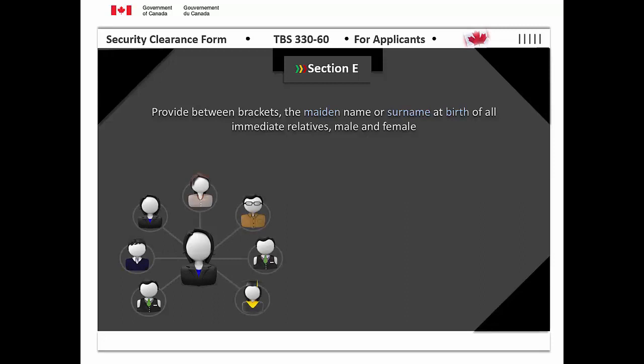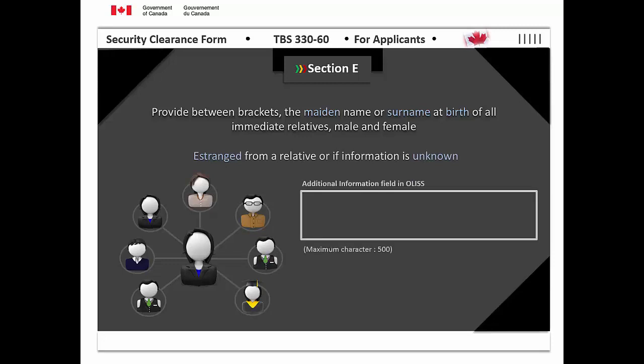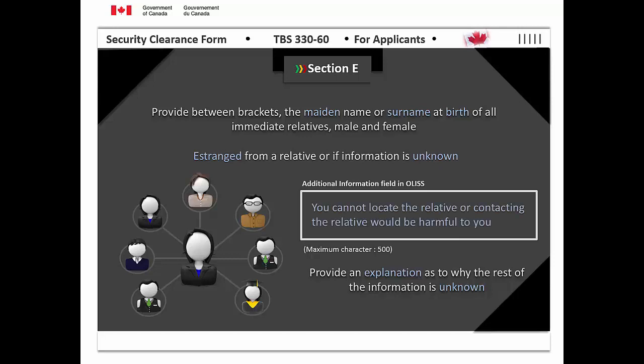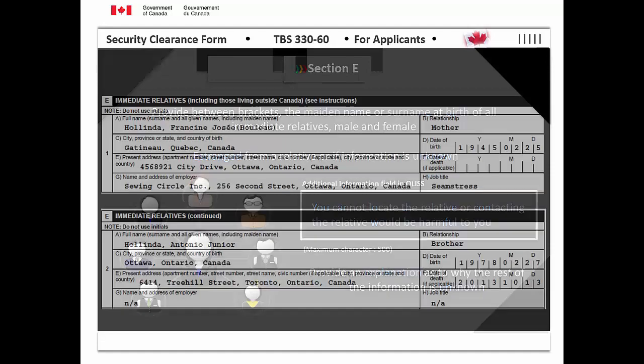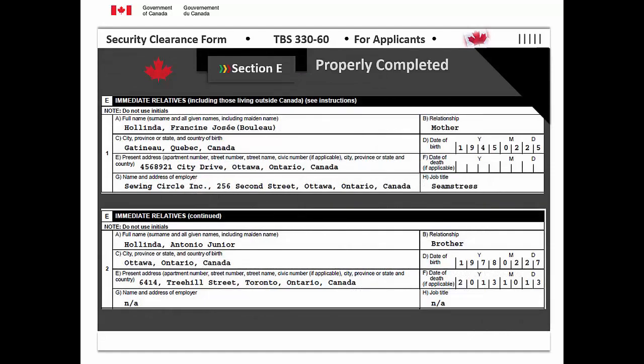Lastly, if you are estranged from a relative, or if information is unknown about a particular relative, you need to provide as much information as you can in the additional information field in OLS, and you must provide an explanation as to why the rest of the information is unknown. For example, you cannot locate the relative or contacting the relative would be harmful to you. Here is an example of Section E, properly completed.